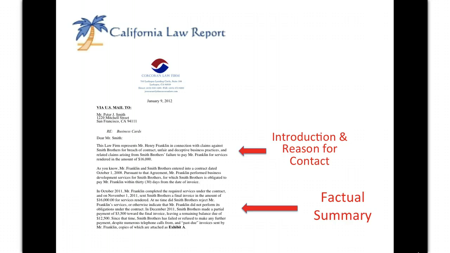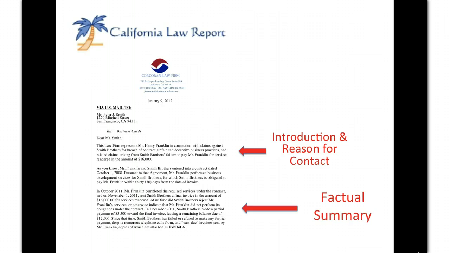Now, in the first paragraph, you want to include an introduction, and you want to explain in a succinct way the reason for why you're contacting. So in that first paragraph, I say that this law firm represents Mr. Henry Franklin, the client, in connection with claims against Smith Brothers for breach of contract, blah, blah, blah. And you also briefly mention that it's claims arising from Smith Brothers' failure to pay Mr. Franklin for services, so they know what you're writing about.